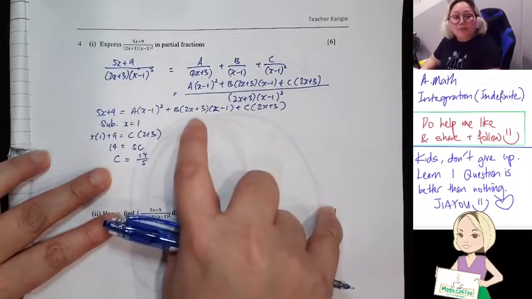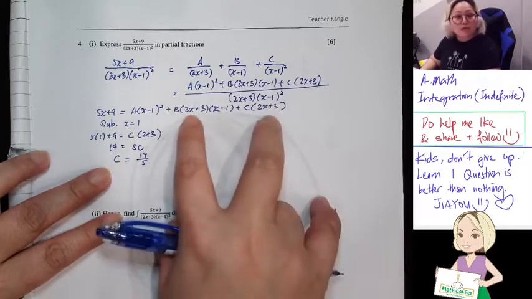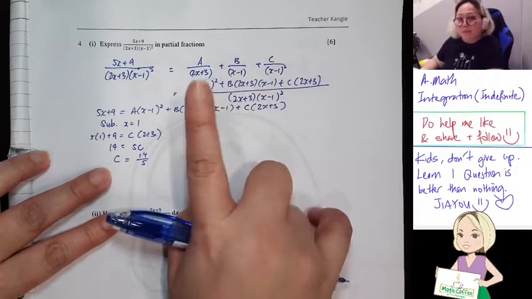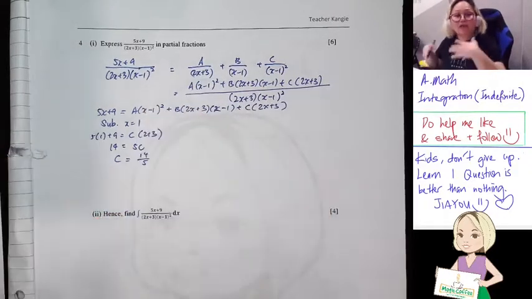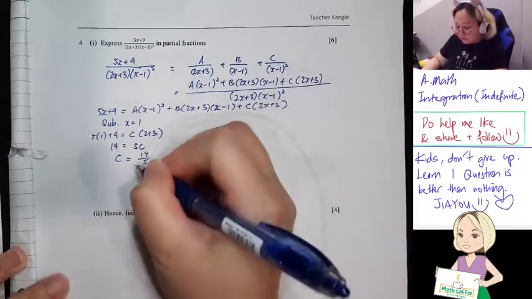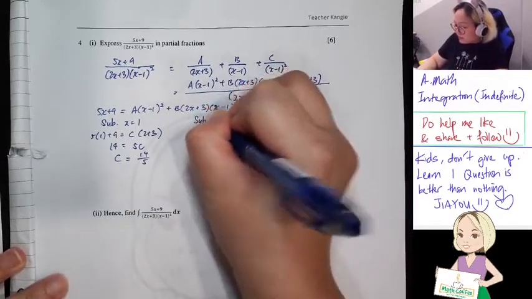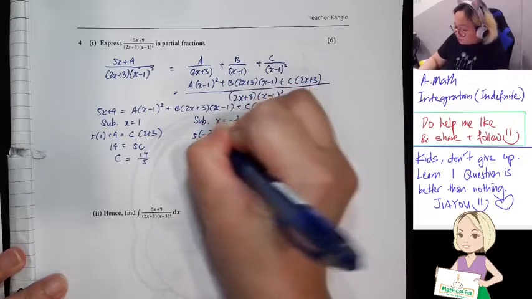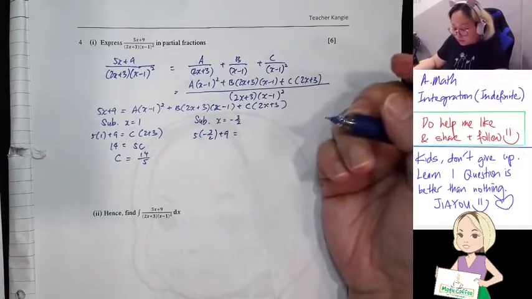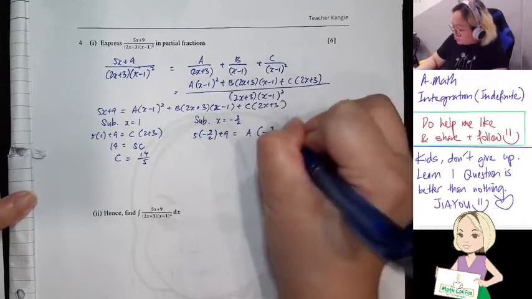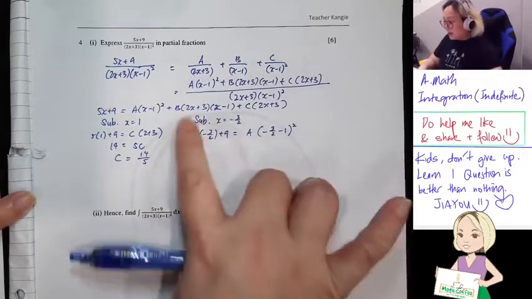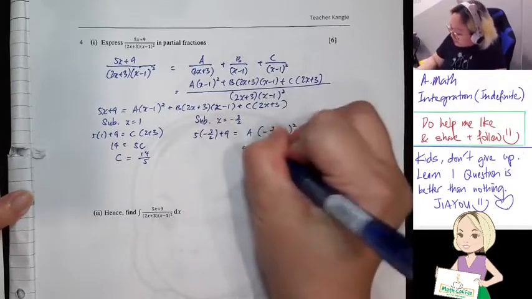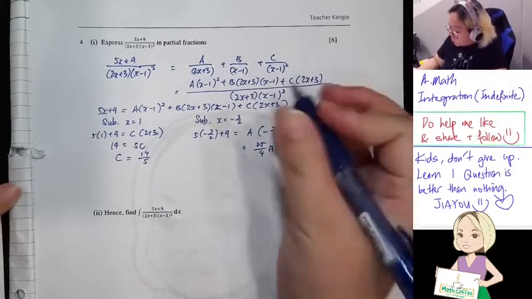I can now substitute negative 3 over 2 because I have the bracket 2x plus 3. If I substitute minus 3 over 2, my c disappears, my b disappears, but my a remains, and I can solve my a. So x equals negative 3 over 2: 5 times negative 3 over 2 plus 9 equals a times minus 3 over 2 minus 1 squared. Because my b and c disappear, I am left with a. So I end up having 25 over 4 a equals 3 over 2.